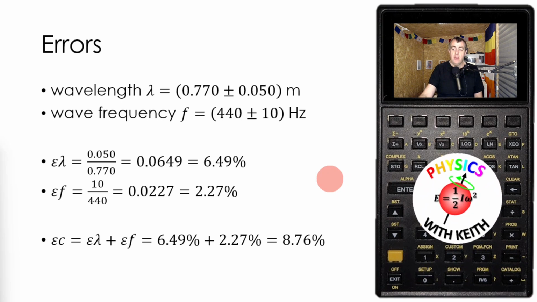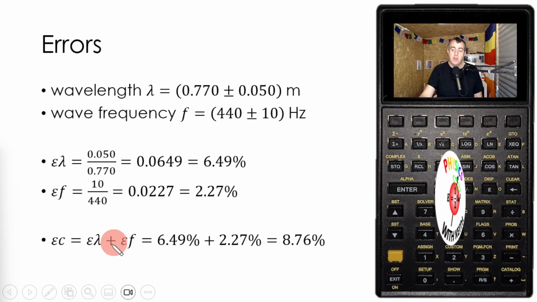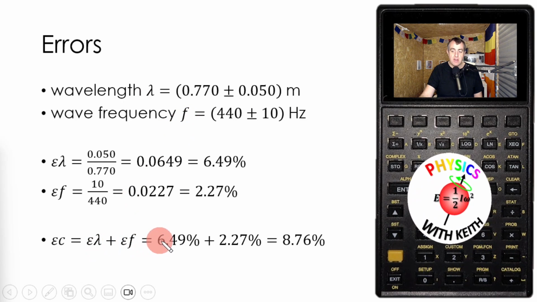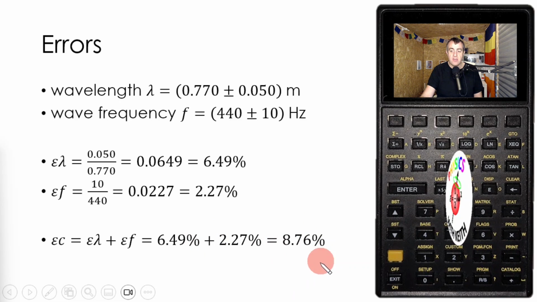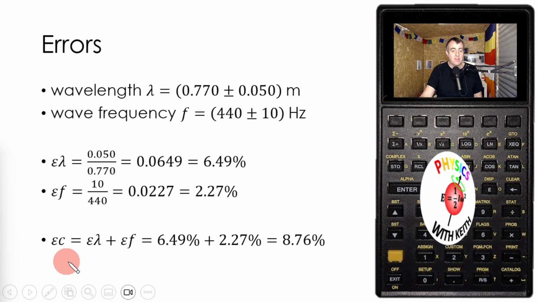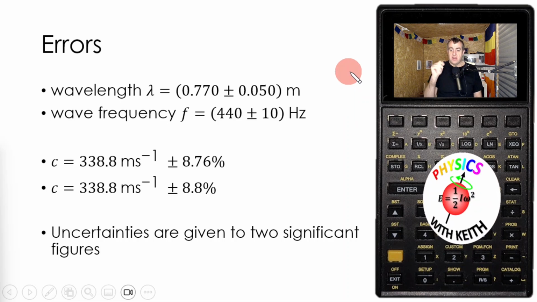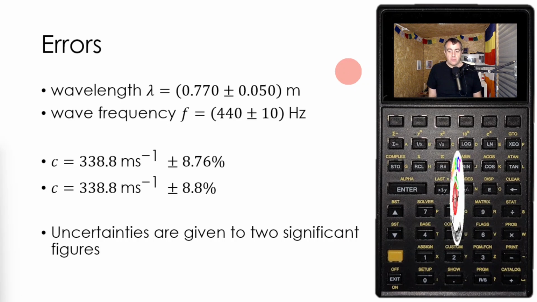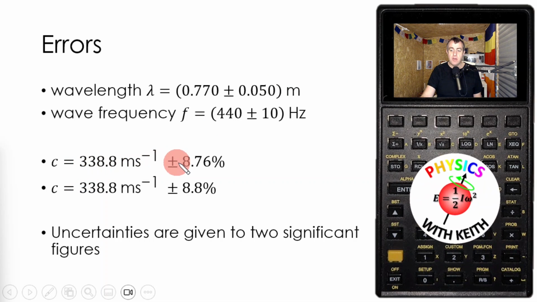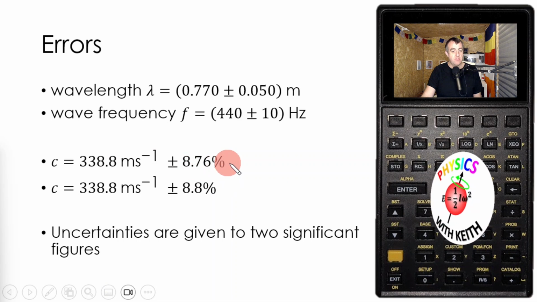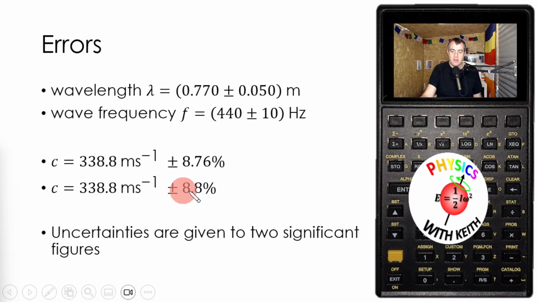Now because we've multiplied or divided two quantities, in this case we've multiplied them, we add together the relative, or in this case percentage, uncertainties. So the percentage uncertainty of the wave speed is 8.76%. Now I could present the uncertainty like this. I could say the wave speed is 338.8 meters per second plus or minus 8.76%. But then again, remember we want two significant figure uncertainties, so I could write it like this instead.